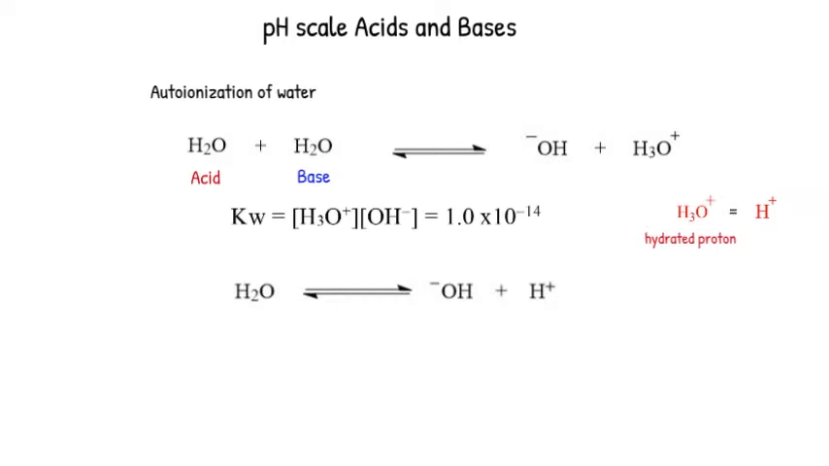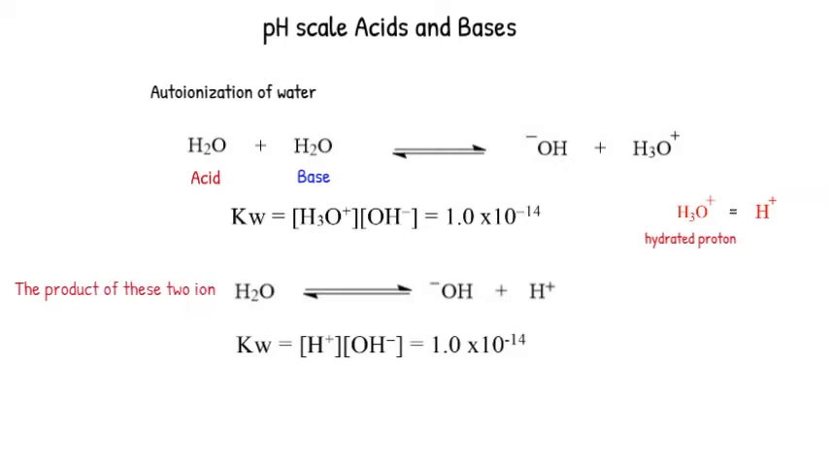The ion product can be written Kw is equal to the concentration of OH minus times the concentration of H3O plus, or it can be written as Kw is equal to the concentration of OH minus times the concentration of H plus. The product of these two ions must equal 1.0 times 10 to the minus 14.